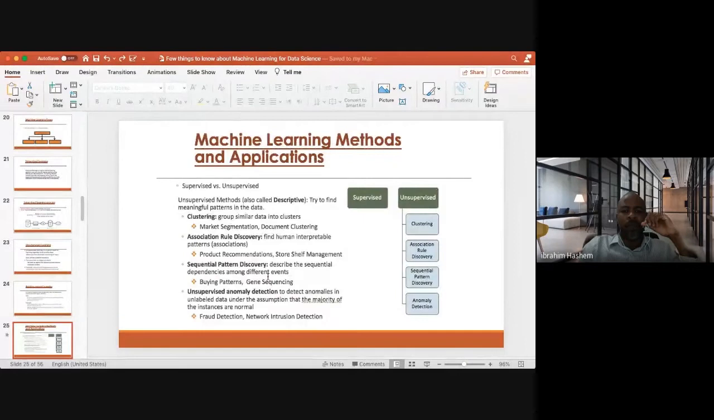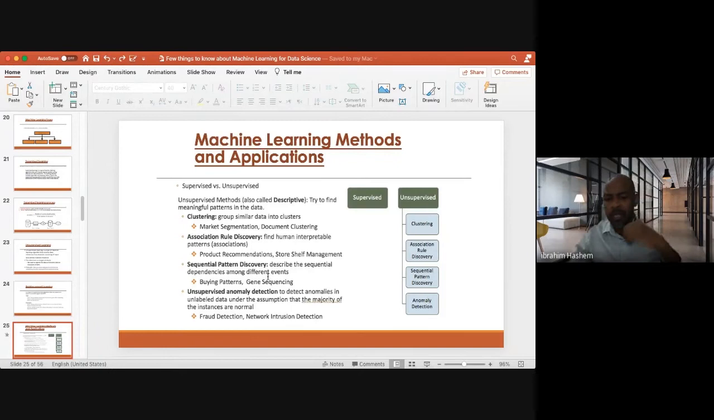So if we look at the applications or the algorithms of machine learning, when we look at unsupervised learning, we have clustering. Clustering is to group similar data into clusters, meaning we have data and we group them into a number of groups depending on their similarities. We have association rule discovery also. It's part of unsupervised learning, which we use to find human-interpretable patterns or associations. We have sequential pattern discovery also. It describes the sequence dependency among different events.